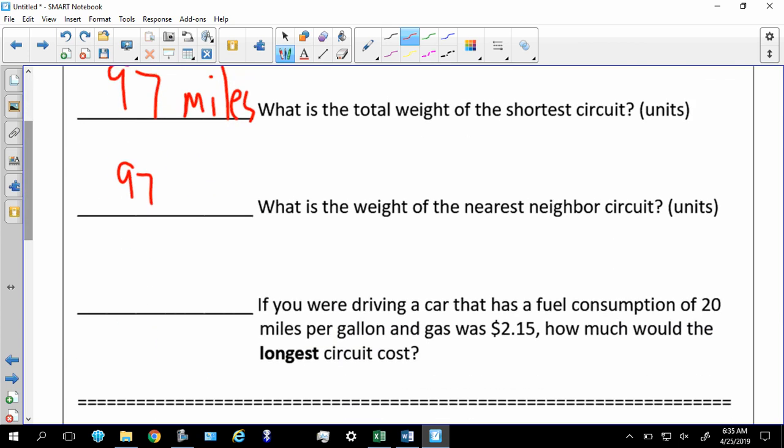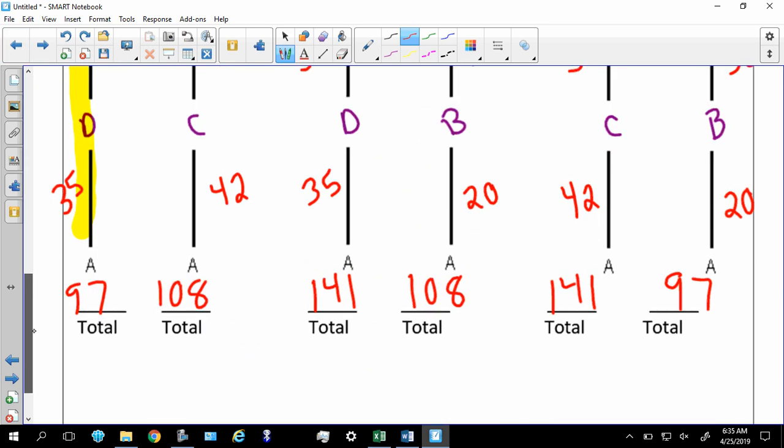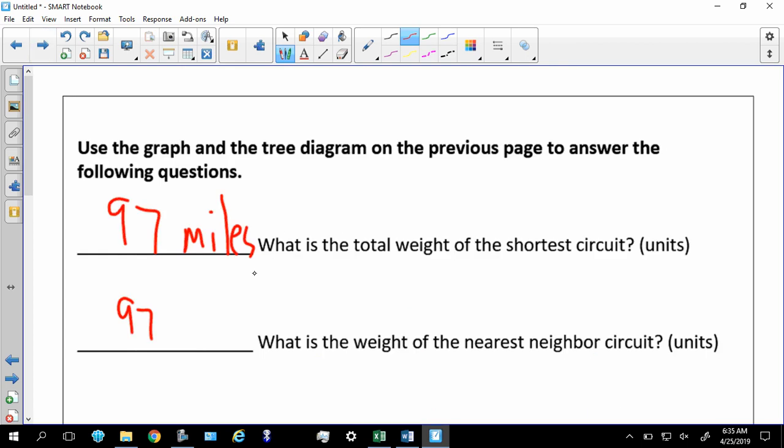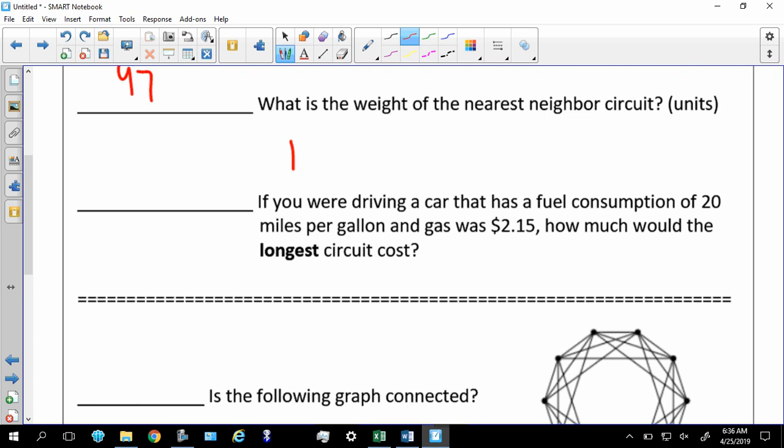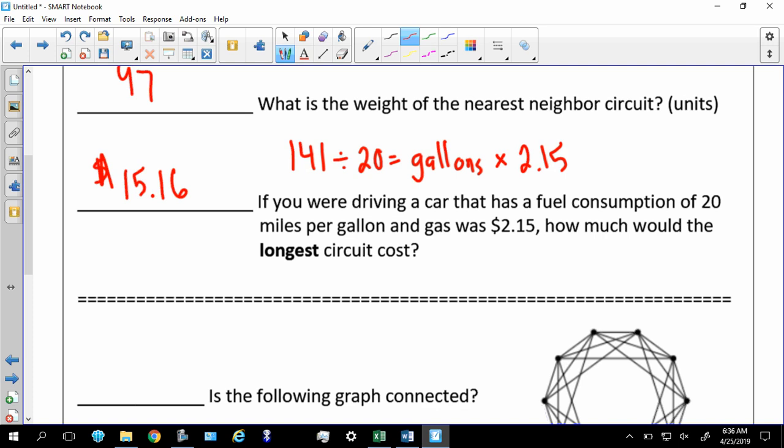If you were driving a car that had fuel consumption of 20 miles per gallon, how much would the longest circuit be? All right, so our longest circuit was 141. So I'm going to simply take 141. I'm going to divide that by 20. I'm going to get the number of gallons I need. And then I'm going to multiply that by 2.15. So 141 divided by 20, enter. Times that by 2.15. I'm going to round. We're going to say it's $15.16.